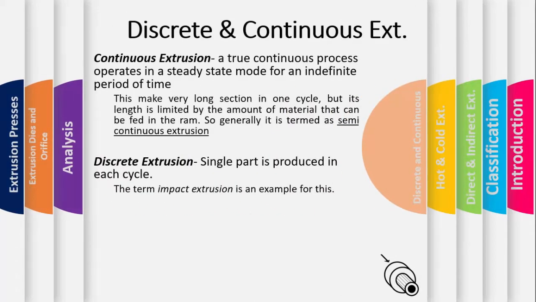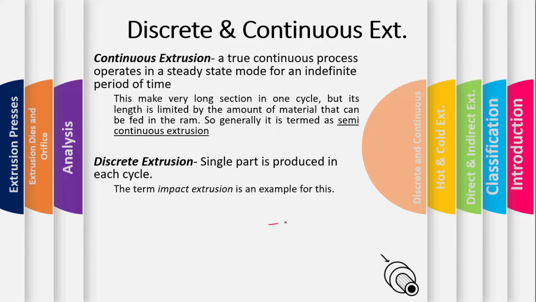The third basis of the classification is the discrete and the continuous extrusion process. So what is the difference between the discrete and the continuous extrusion process? Continuous extrusion process is also termed as a true continuous extrusion process. In the case of the continuous extrusion process, it will be true when we have a steady state mode for an indefinite period of time. Means we are constantly squeezing the material out of the die opening. So this process is used to make a very long section in one cycle, but its length is limited by the amount of material that can be fed into the ram. So generally it is termed as semi-continuous extrusion process.